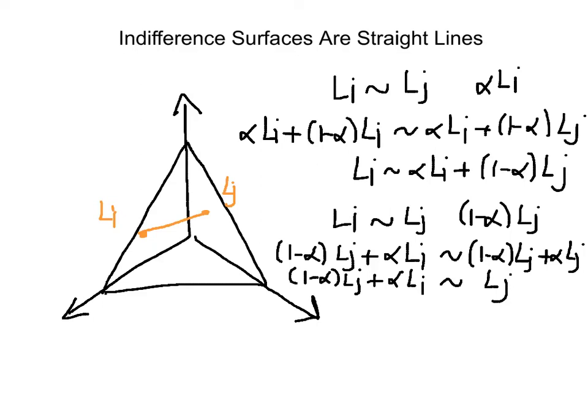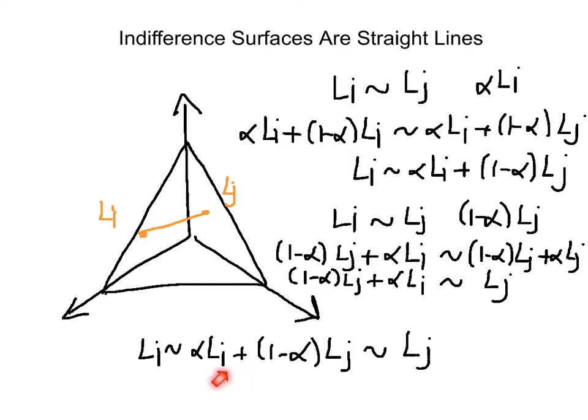And now, what do we have? All of this summarizes to Li indifferent to a linear combination of Li and Lj. And this is from this part here. And this linear combination of 1 less alpha Lj plus alpha Li, we identify here again, and that's indifferent to Lj. And we have proved our result, which is that if Li and Lj are indifferent, a linear combination of Li and Lj is also indifferent. So indifference surfaces are straight lines.